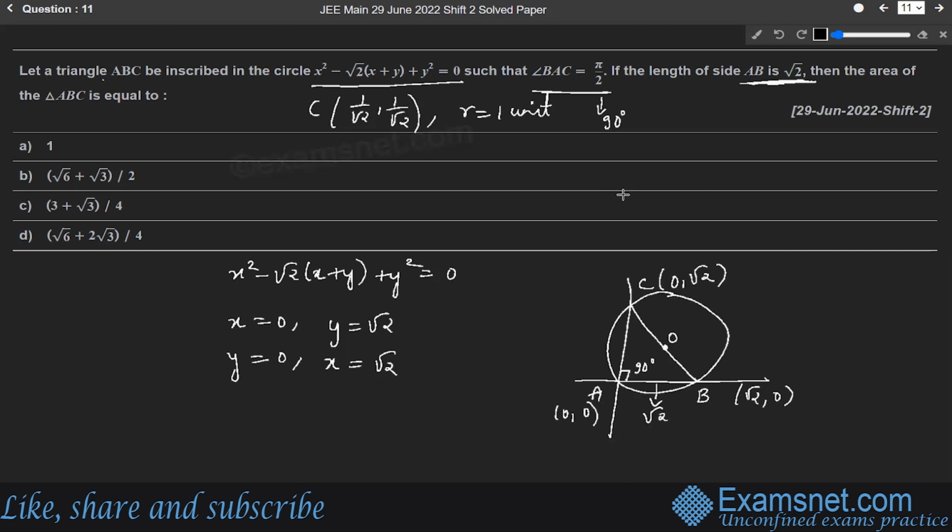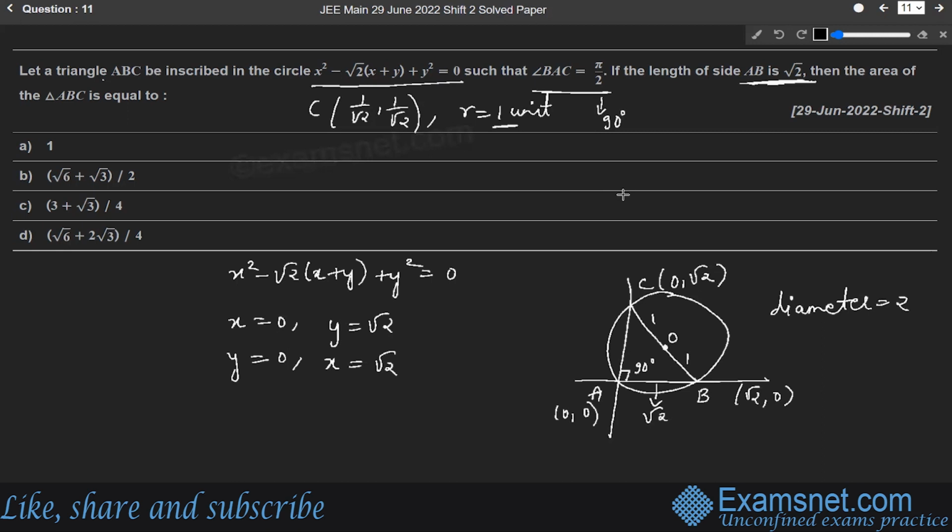Okay. And one more thing is used in this question, that is a very basic concept, that if a triangle is inscribed inside a circle and the triangle makes an angle of 90°, then its hypotenuse will actually be the diameter of the circle. What is the hypotenuse for this triangle? It is BC. So BC is actually the diameter of the circle. Diameter is twice the radius. What is the radius? 1 unit. So its diameter will be 2. 1 plus 1 is 2. So the value of the diameter of this circle is 2.